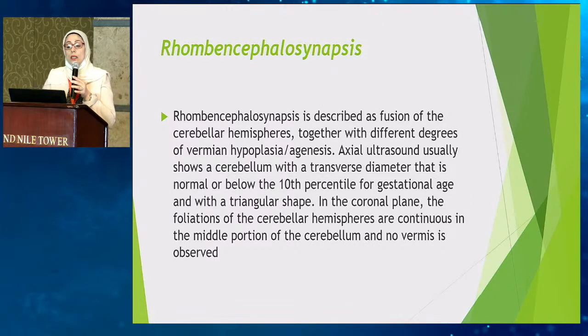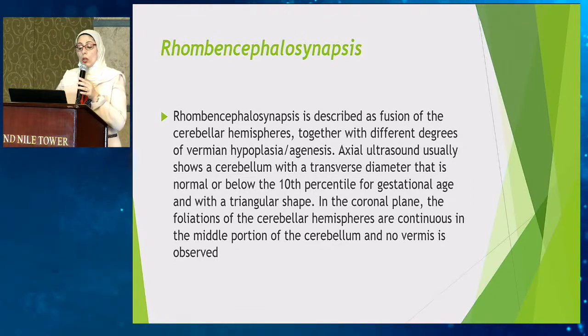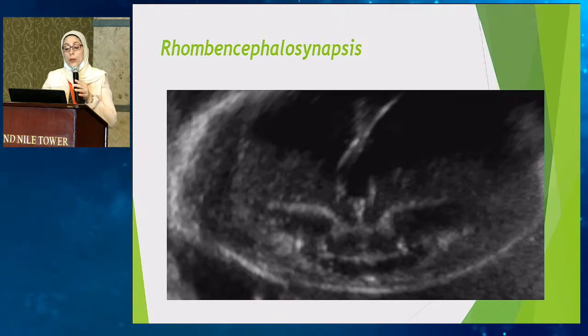الرامبن كافل ساينابسيس دي بتبقى described كفيوجن of the two cerebellar hemispheres، وبقى معاها vermian hypoplasia او agenesis. الاكسيال ultrasound usually shows the cerebellum with the transverse diameter normal or below the 10th percentile for gestational age، وبيبقى شكله كاركترستيك قوي، بيدي ليه شكل triangular shape instead of the figure of 8 shape المعروف للسيربيلم. In the coronal plane, the foliation of the cerebellar hemispheres are continuous in the middle part of the cerebellum and no vermis is observed. ده منظر السيربيلم اهو بتاعنا. لو هتلاحظوا حضراتكم ان الايكوجينيك ستراكشر اللي هو كان عامل لنا الشكل التيبيكال فيجر اوف 8 اوف ذا سيربيلم اختفى وبقى عامل زي التراينجل ان شيب.